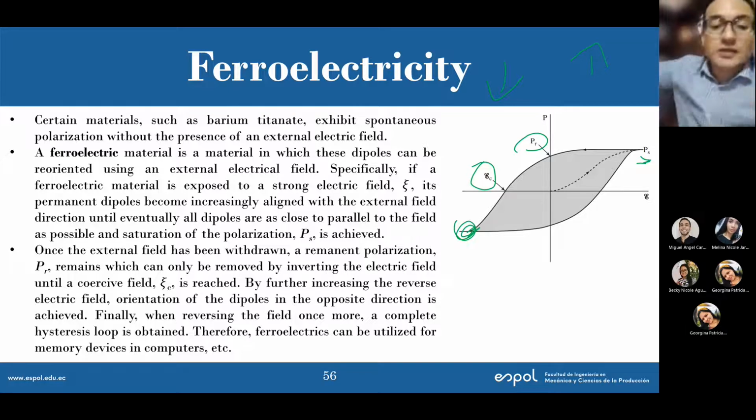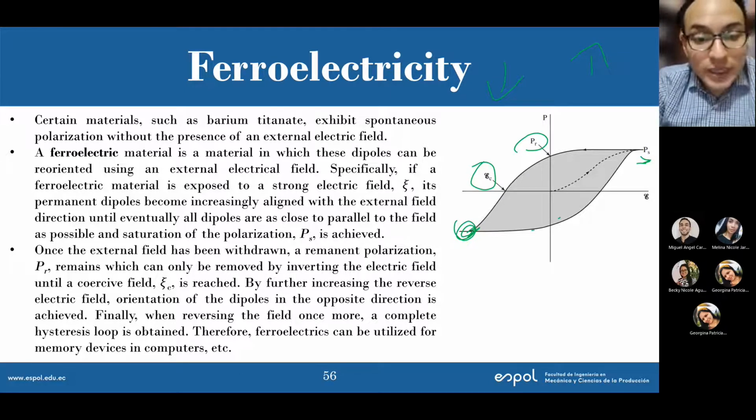If I reverse the field once more, so I go back and reverse all the field all the way, I can basically complete a loop, and that is a hysteresis loop. And that's why ferroelectrics can be utilized, for example, in memory devices, like in computers and any other device that works with storing memory of something, okay?